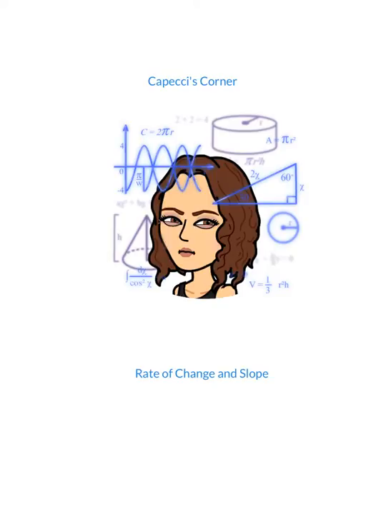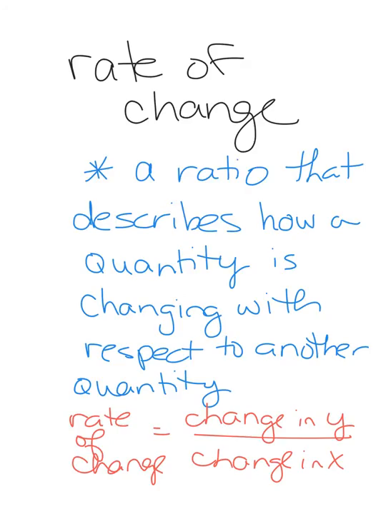In this lesson, we're going to talk about rate of change and slope, which are very big concepts for Algebra 1. The rate of change is a ratio. It's a ratio that describes how a quantity is changing with respect to another quantity. So you see a lot, it says the rate of change is equal to the change in y, which is your rise, whether you're going up or down, and your change in x, whether you're going right or left.